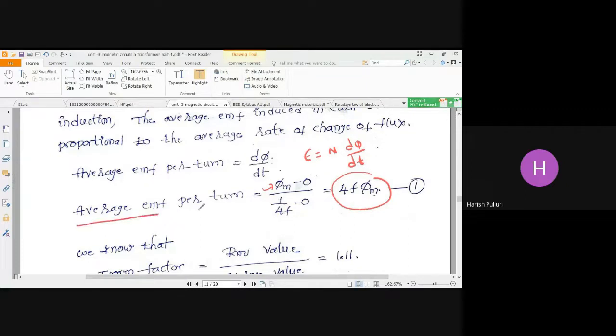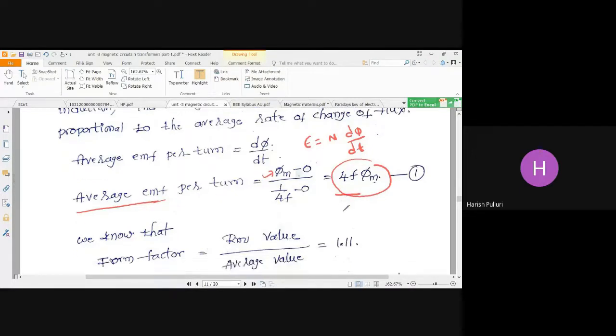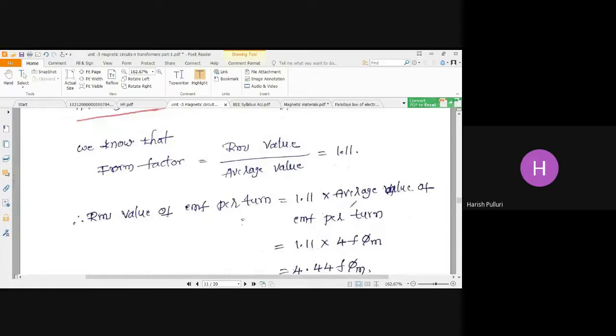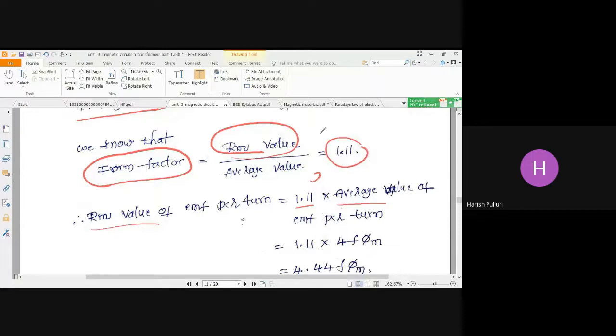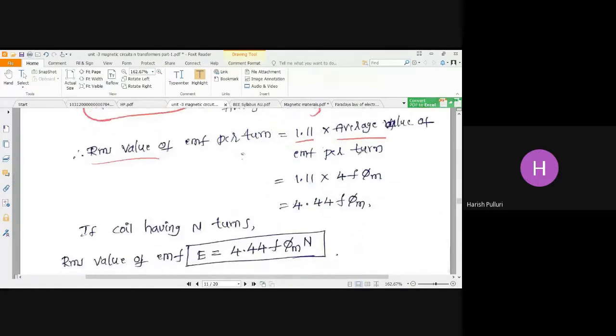That is the average EMF. The generalized equation here is for average EMF, but what we generally need is RMS. So I am taking the form factor to find the RMS value from the average. RMS value is equal to 1.11 into the average value. What is this 1.11? Yesterday we discussed, form factor is equal to RMS value by average value. The form factor of a sinusoidal waveform is 1.11. It is standardized. So if I substitute all the values, this is the EMF equation.